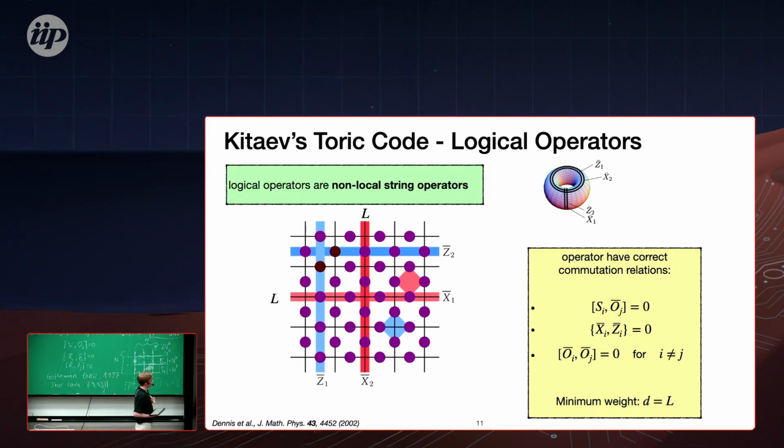Okay, I've also already mentioned the minimum weight. So yeah, we can change the weight of those logical operators by multiplying stabilizers, but the minimum ones are those that wrap around the torus in a very straight way. On an L by L lattice, the minimum weight therefore is L. So we can write down the parameters for this toric code on a torus, and they are then 2L squared, 2, and L.